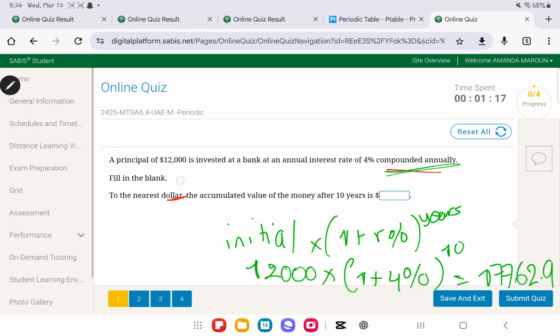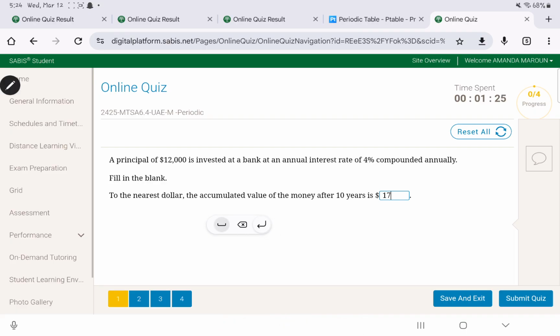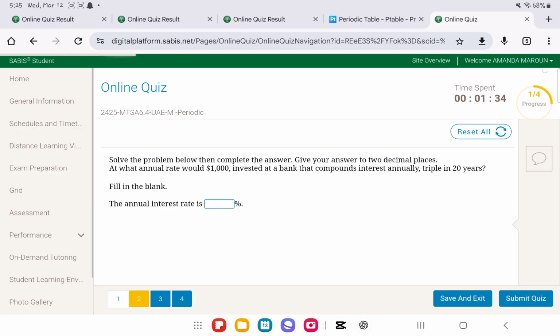17762.9. They want it rounded to the nearest dollar, so it will become 17763. So you will put here 17763. So we will move on to the next question, question number 2.